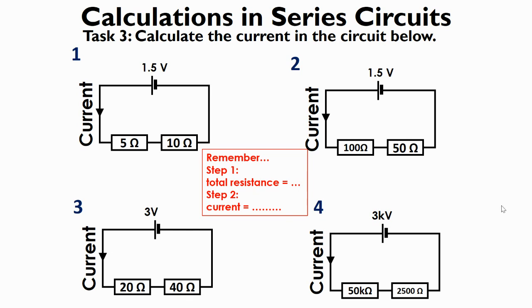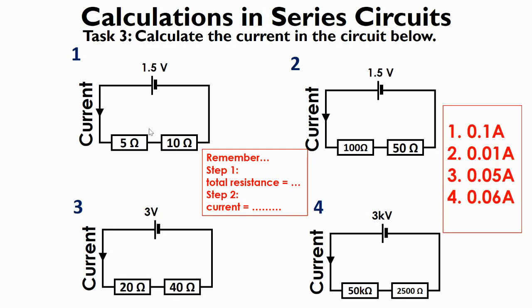In each of these examples, you always do the total resistance first. So step 1 will be work out 5 plus 10 is 15. Step 2, you write down the equation. So current is potential difference divided by resistance. Step 3, put in the numbers and get the answers. Here are all of the answers.